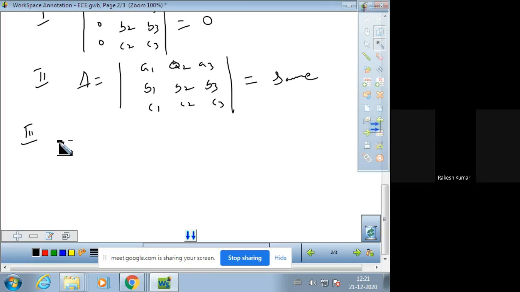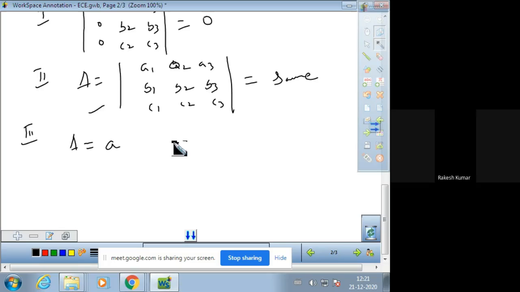The third property is, if two adjacent rows or columns of a determinant are interchanged, then the sign of the determinant is changed, but its numerical value will not change. What I want to say, this is your delta. You can expand delta and suppose its value comes out to be a number, a constant.